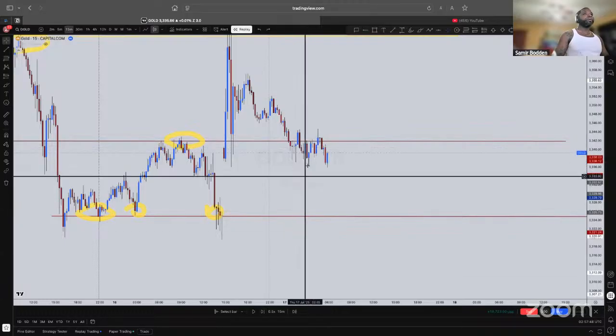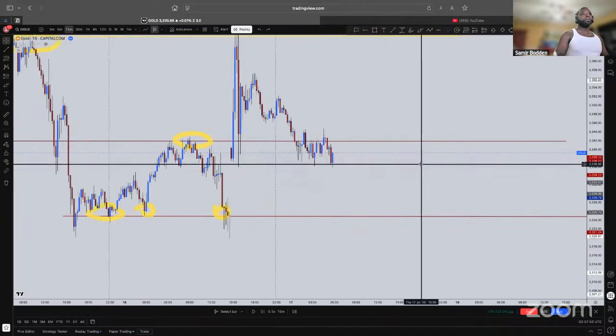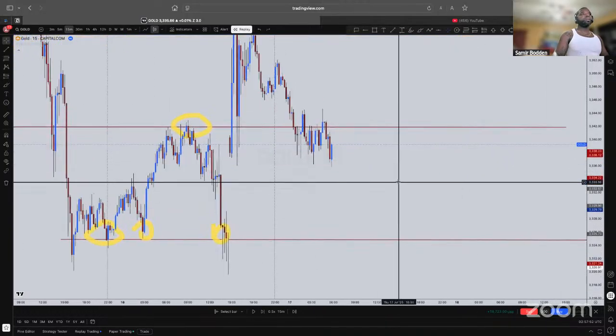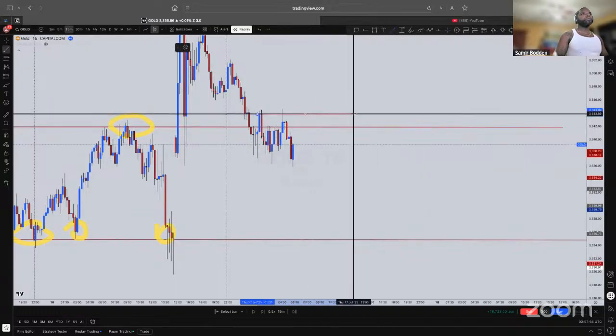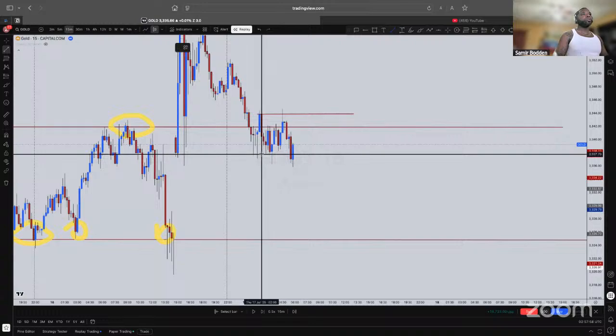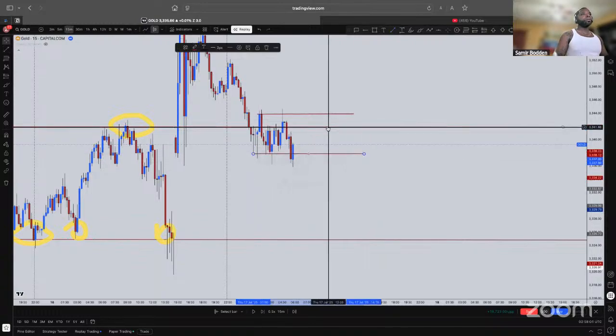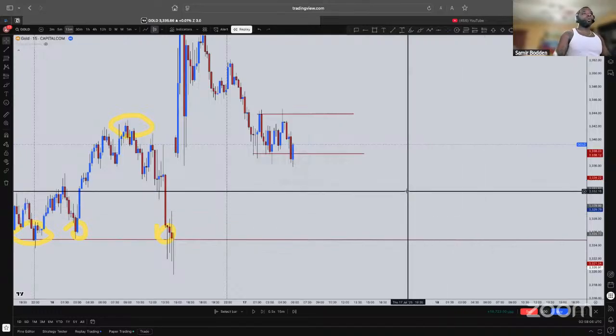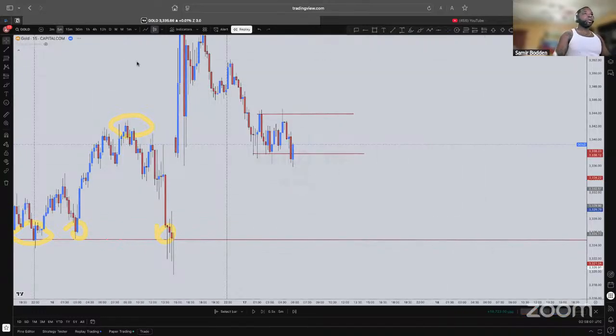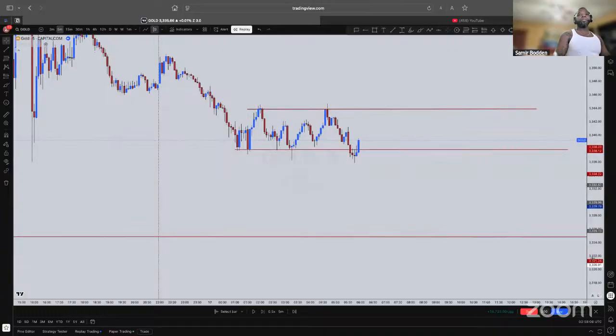So we got that break. Okay, so we're tracking the movement. We got resistance here. We got support here. I'll move this out of the way so we can see exactly what's happening with price at this point right here on the 5 minutes time frame.